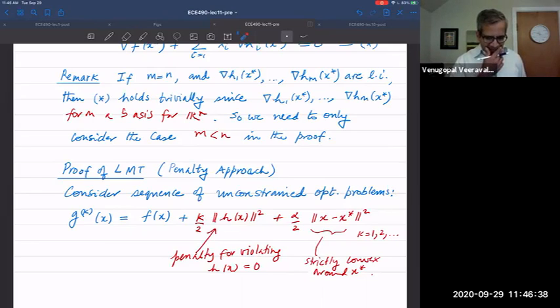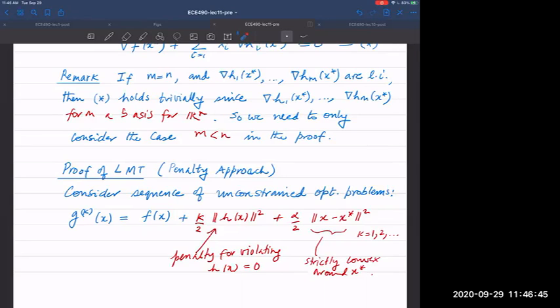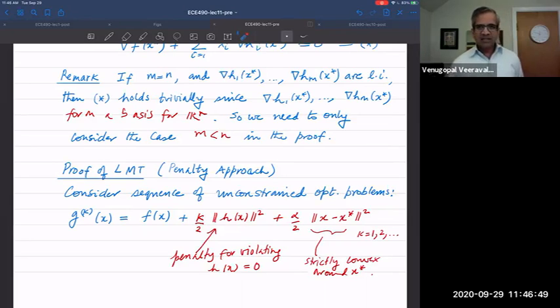Any questions about the form of this function, g k? What is the subscript of k in g? It's a superscript k, just a way to index the function. I don't want to use a subscript because that will be confused with the subscripts that we use for iterations of gradient descent and so on.